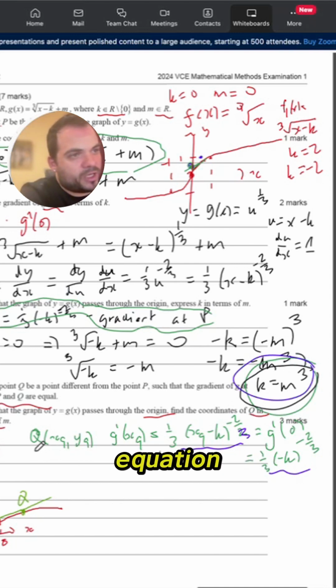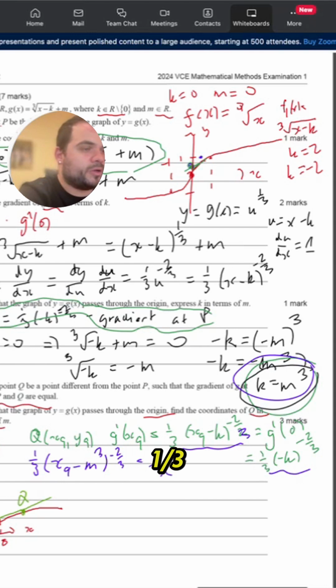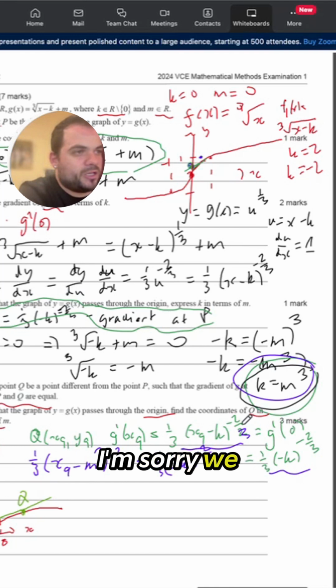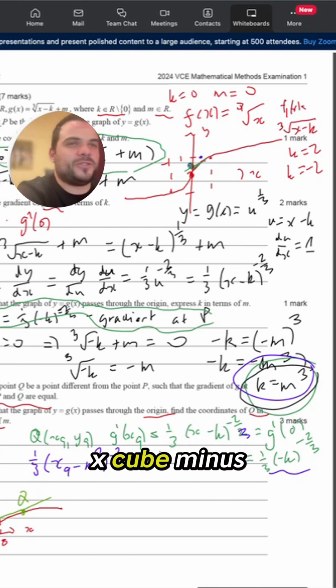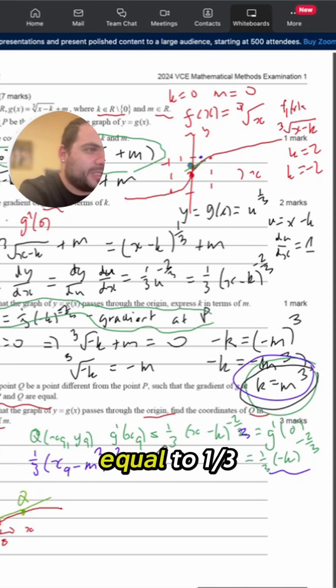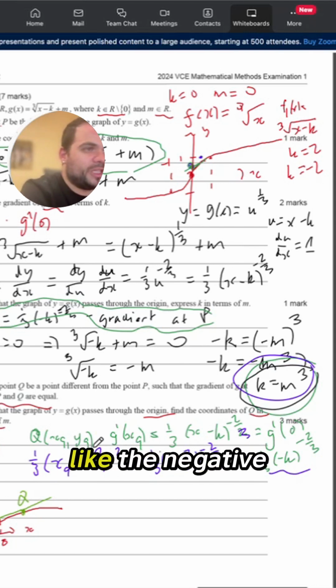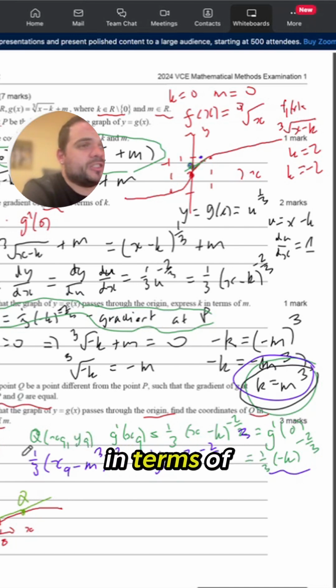So we can write down the equation: 1/3 (xq cubed minus m cubed) to the power of negative 2/3 is equal to 1/3 (negative m cubed) to the power of negative 2/3. Okay, now I want to solve this equation for x. I don't really like the negative indices. It makes it kind of hard to think about what I'm doing. So I can re-express this in terms of roots.